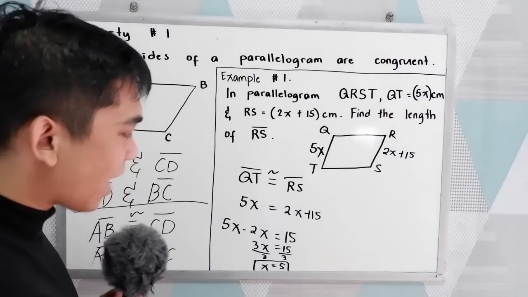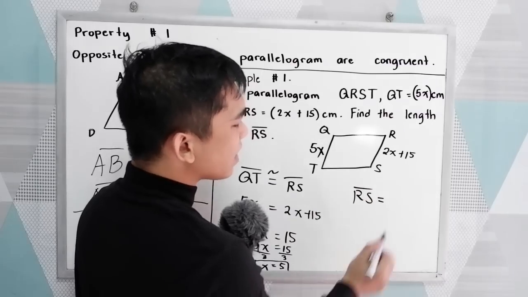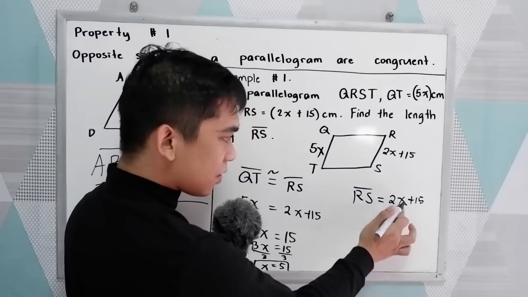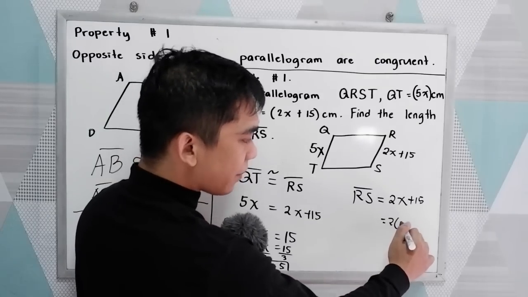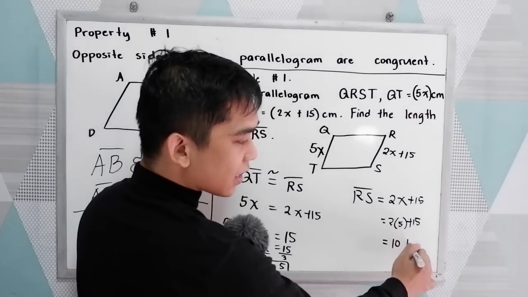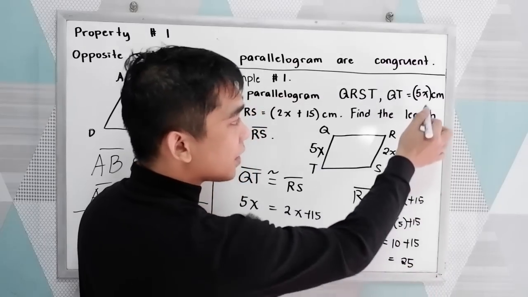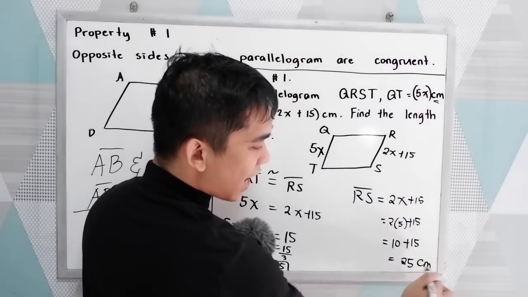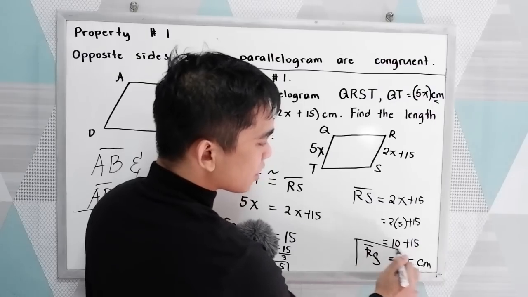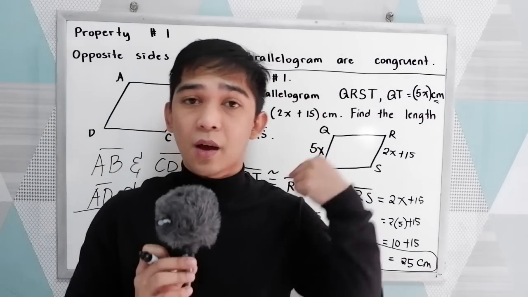Since we have a value for x now, we're going to find RS. Segment RS, that is 2x plus 15. All you need to do is to substitute the value of x, that is 5. So 2 times 5 plus 15. 2 times 5, that is 10 plus 15. That will give us 25. The unit is cm, so we need to write cm. Segment RS is 25 centimeters. Now let us proceed to our example number 2 and number 3.